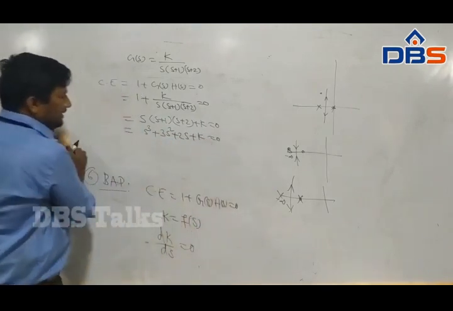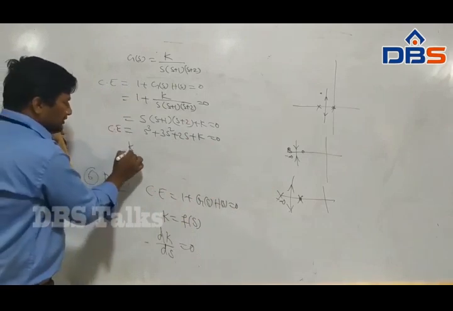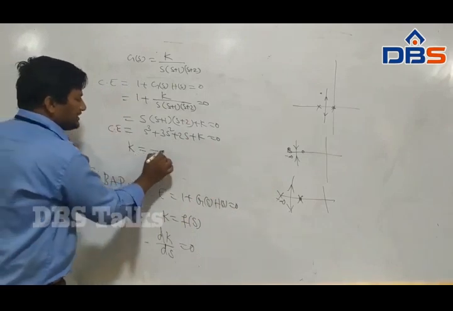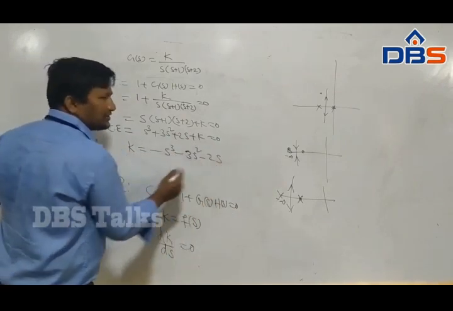Now first write the characteristic equation and then take k equal to f of s, that is k equal to minus s cube minus 3s square minus 2s.